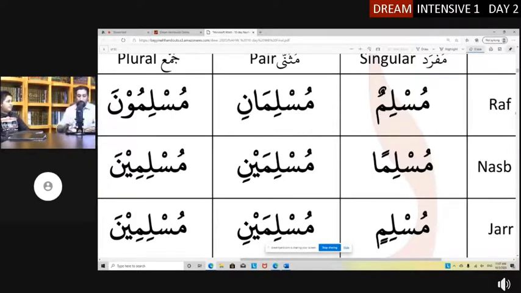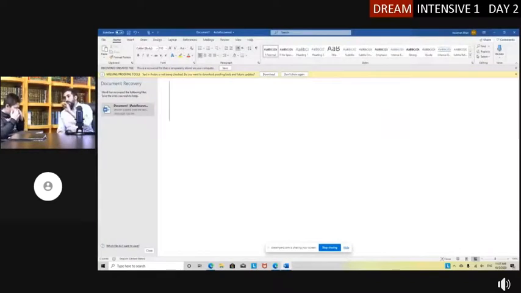Go ahead. Muslimun, one rafa. Wait, one at a time. Muslimun, one rafa. Musliman, two nasab or one nasab? One nasab. Start over. I don't want mistakes. I want a flawless run from beginning to end. Every time you make a mistake, you start over. Go ahead. Muslimun, one rafa. You got this. Musliman, one nasab.